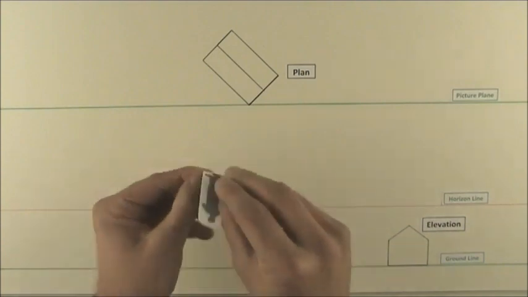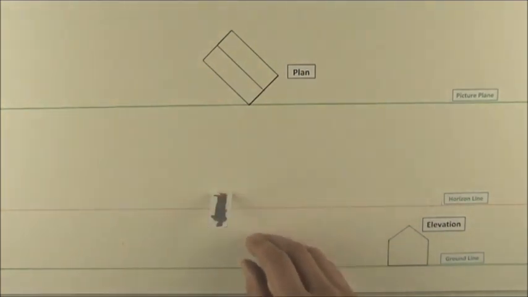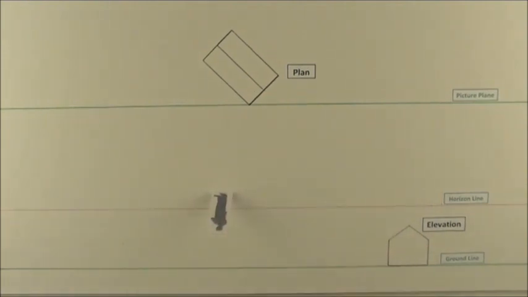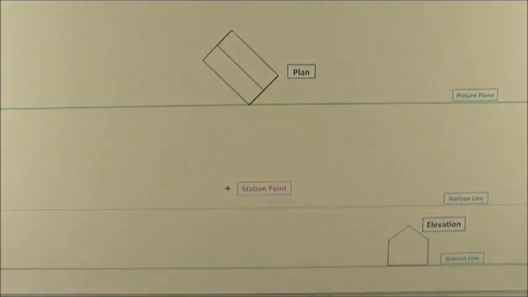The next step is to think about where the station point is. The station point is where the observer is positioned when they're looking at the view of the block. So I'm going to position the station point here, and for accuracy we need to mark it. We'll mark it with an exact point with a cross.